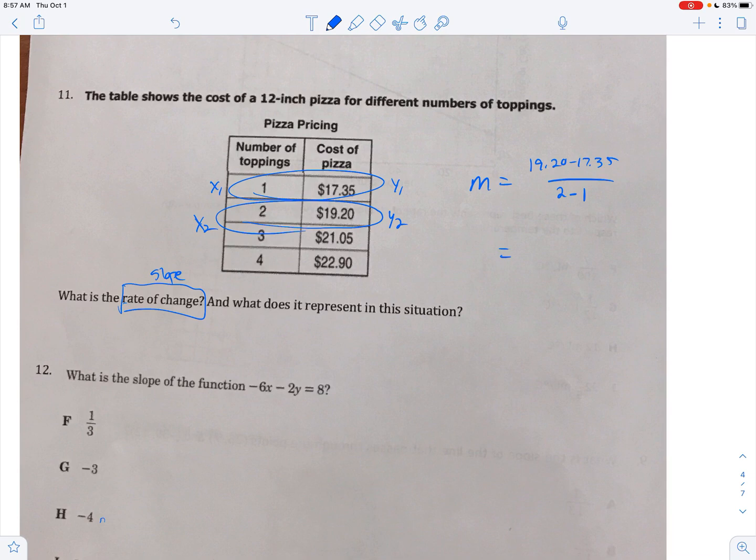All right, and this is 19.2 minus 17.35. That's 1.85 divided by 2 minus 1, which is 1. So our rate of change is 1.85. And it says, what does it mean? Well, remember, y represents the cost. And we see the cost is increasing. So basically, for each extra topping, it costs $1.85. $1.85 for each topping. That's what this means.